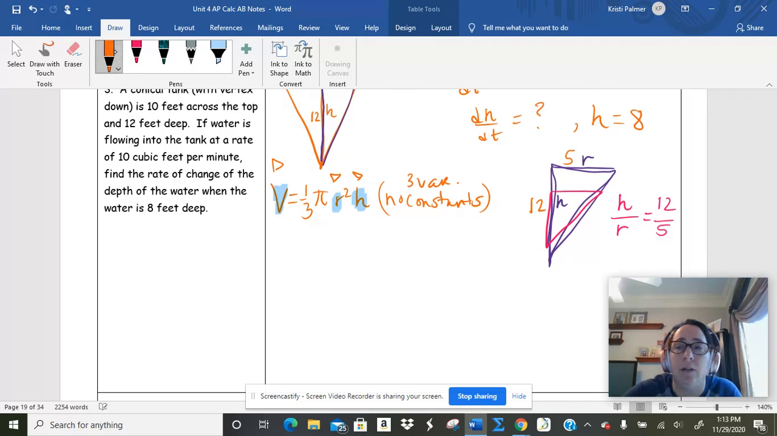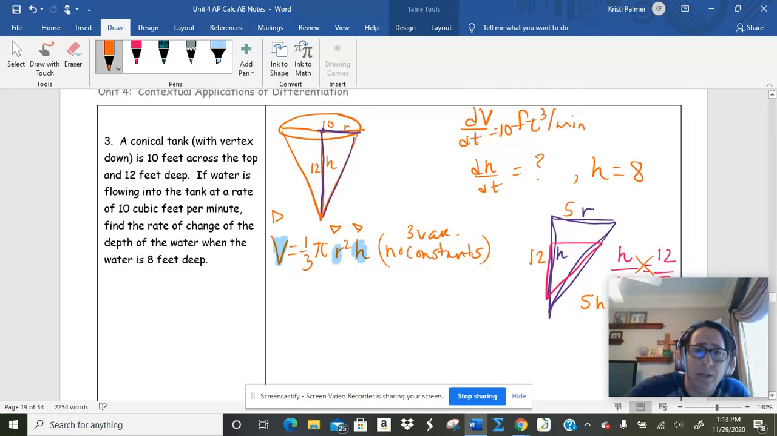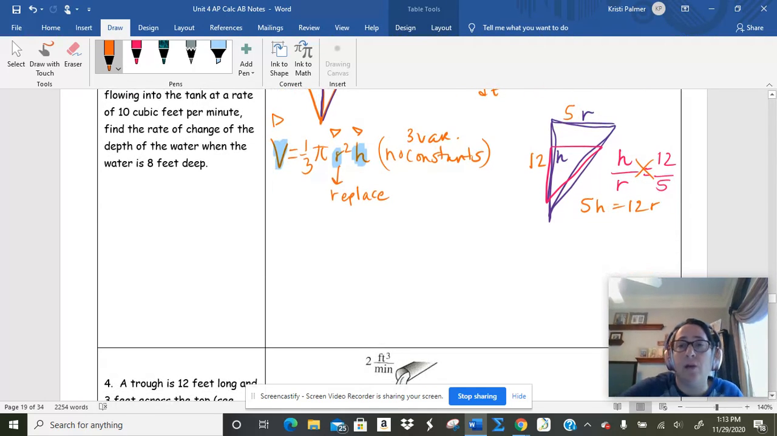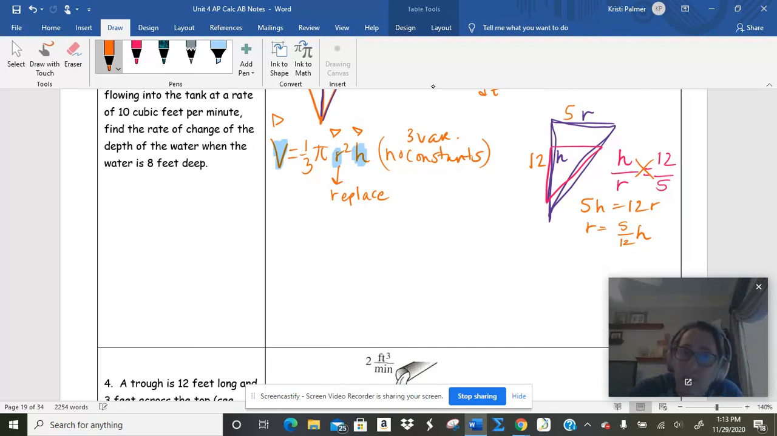So now I'm going to go ahead and cross multiply. 5 times H equals 12 times R. And then I have to decide what variable I am trying to get rid of. Well, this is where they're telling me H and asking me to find dH dt. So R is the one that I want to replace. I don't want R there. So I need to go find what R is and put that in.